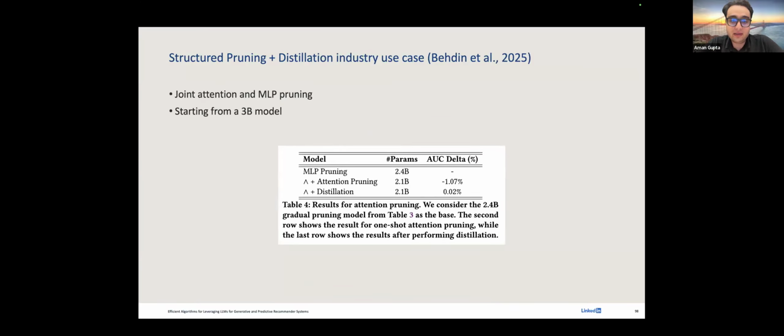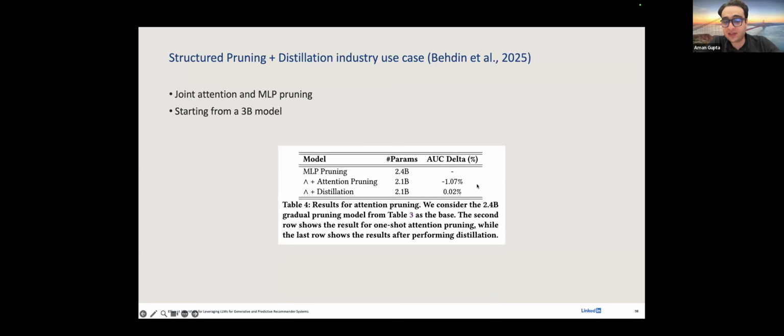We can even take it further. We can also prune MLP and attention at the same time. So here we are starting from a base 3B model. We prune the MLP, which brings us to 2.4B. But after that, we push and we prune the attention heads as well.